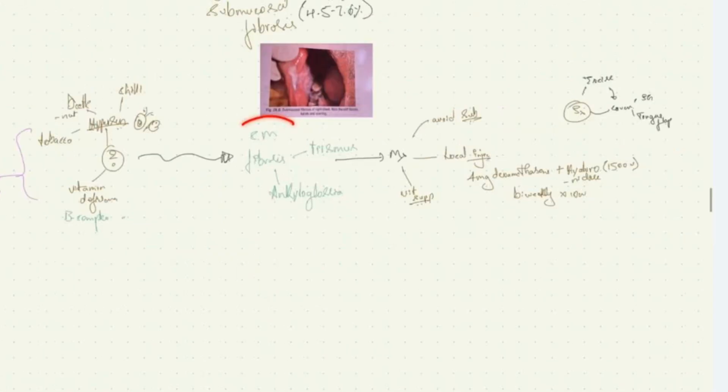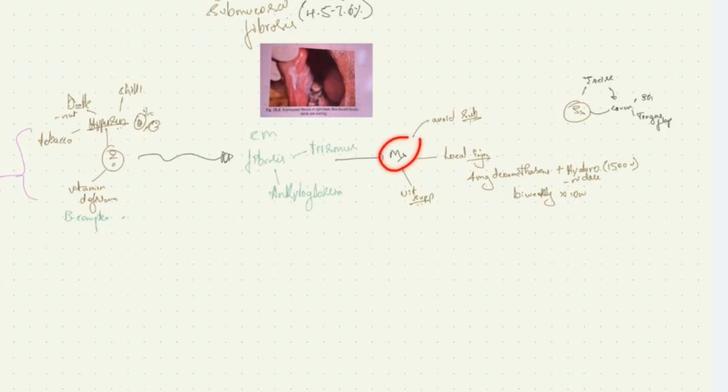The clinical manifestations are due to submucosal fibrosis, which is called trismus, that is inability to open the mouth, and also ankyloglossia, that is inability to protrude the tongue due to fibrosis. How do we manage this condition?